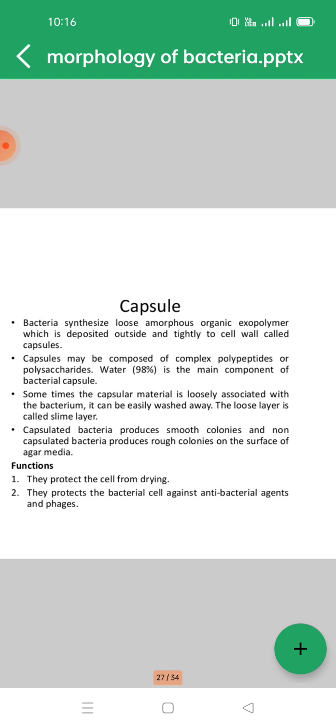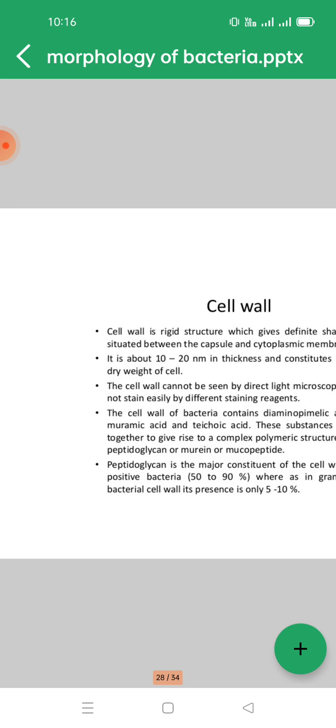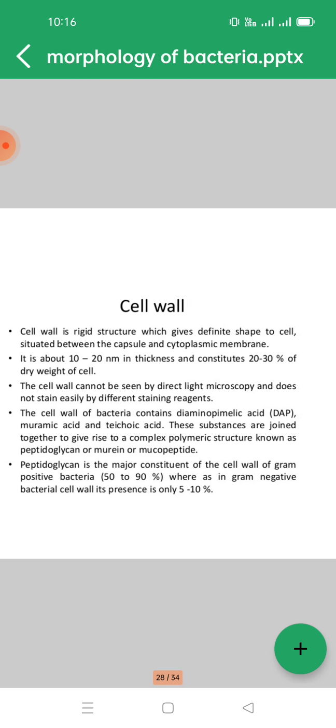This capsule protects the cell from drying. It helps the bacteria to escape from drying, and it protects the bacterial cell against antibacterial agents as well as phages. If we use antibacterial agents, the capsule helps the bacteria to protect themselves against them. Next is the cell wall.